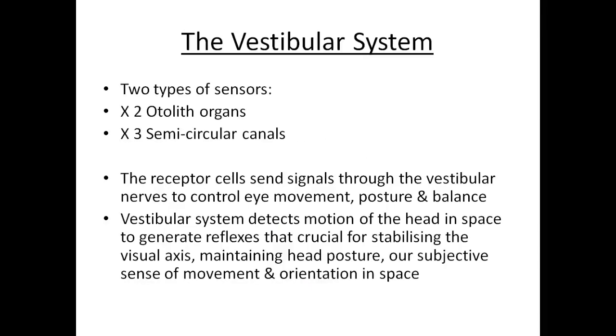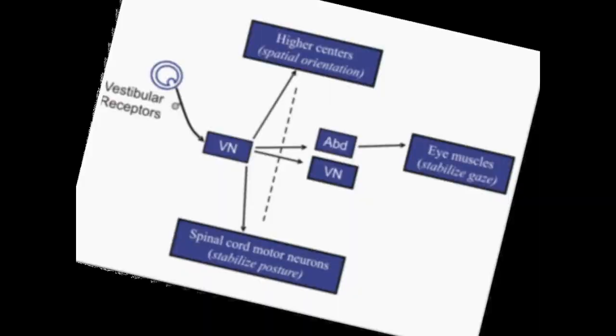So the vestibular system: we've got two types of sensory organs, the otolith organs and the semicircular canals. The receptor cells send signals through the vestibular nerves to control eye movement, posture and balance. The vestibular system detects motion of the head in space to generate reflexes that are crucial for stabilizing the visual axis, maintaining head posture, our subjective sense of movement and our orientation in space. We've got the higher centers that would control spatial orientation, eye muscles that stabilize your gaze, and spinal cord motor neurons that stabilize your posture.